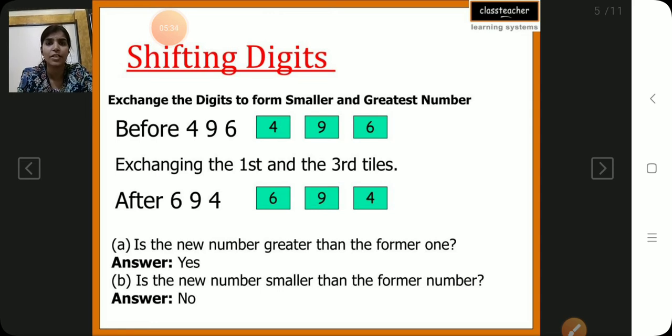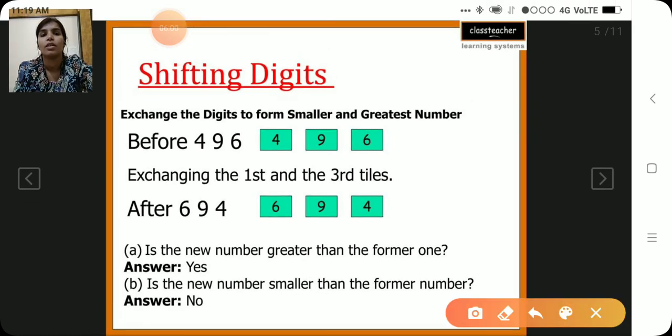With the help of these 3 digits, you want to make the greatest and the smallest number. So 496. For making the greatest, we have to exchange the digits. How do we exchange them? Here you see 496. We are first exchanging our 4 at the third place. That means you want to shift your 4 to this one.